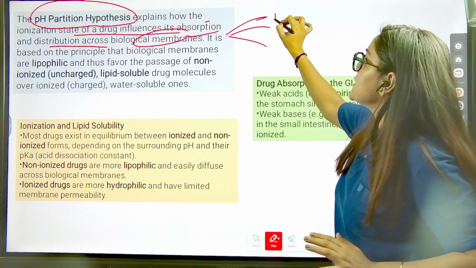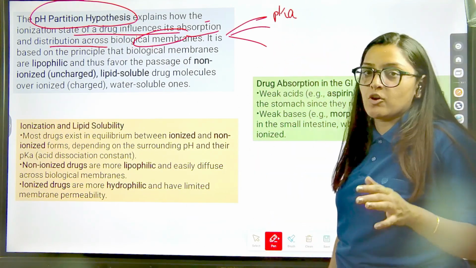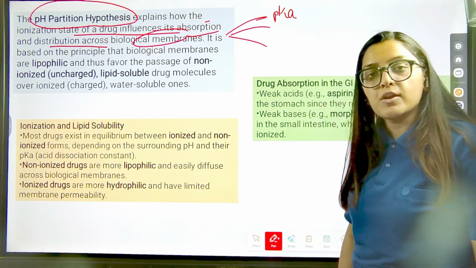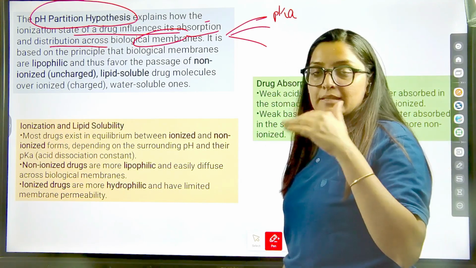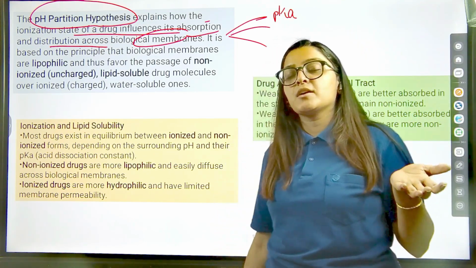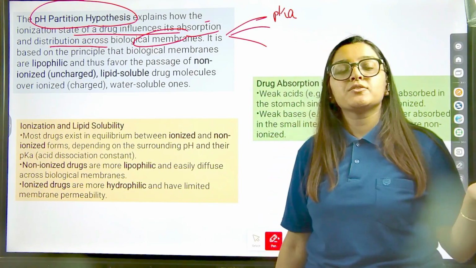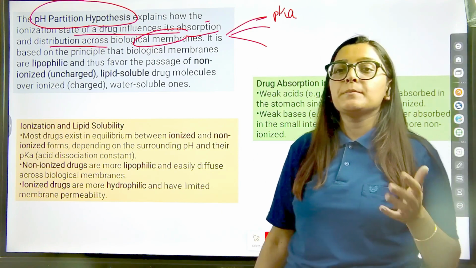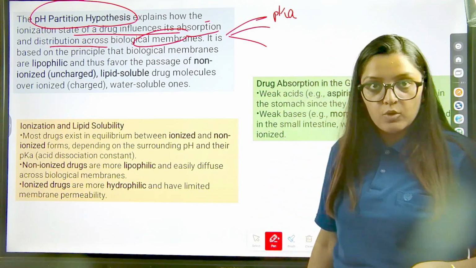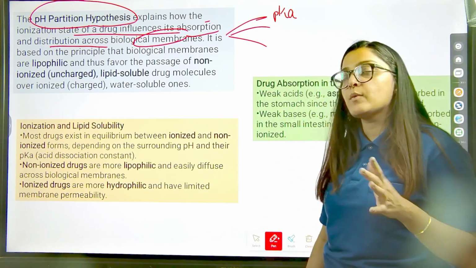Number one consideration is your ionization based on the pKa profile. You already know that if a drug has a lower acid strength, then the pKa is on the higher side. If a drug has a higher pKa, that means the acidic strength is quite lower. So simple, and vice versa.